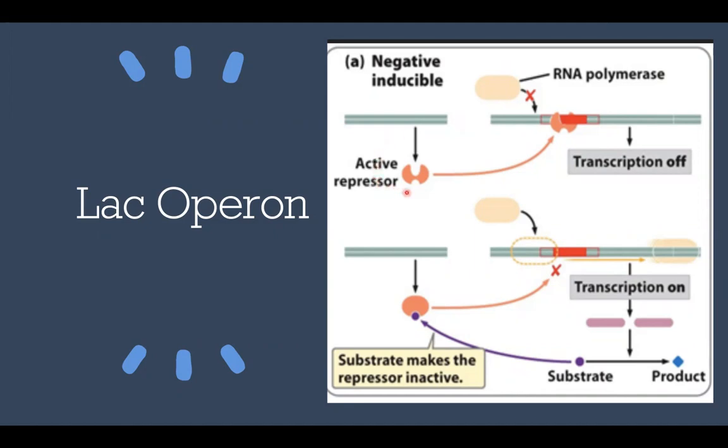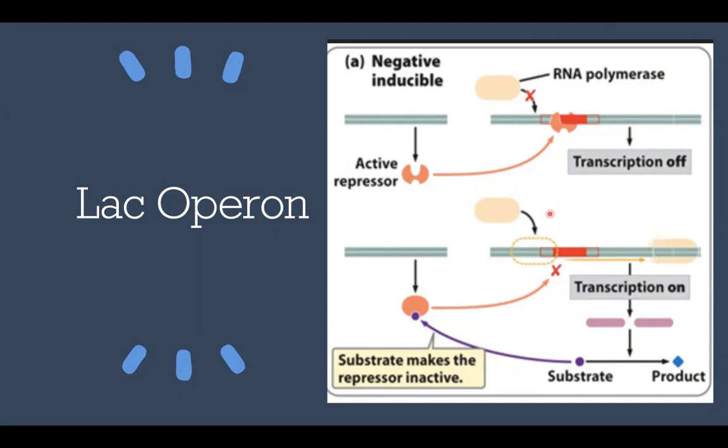As you see in the top portion of the diagram, there is no small molecule present. Therefore, the active repressor is able to bind to the operator. Because of this, RNA polymerase cannot bind to the promoter and transcribe the allotted genes as its pathway is now blocked.